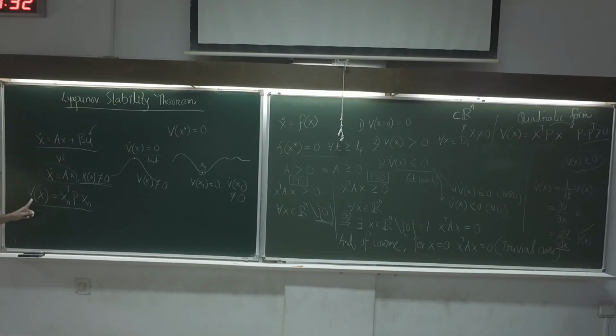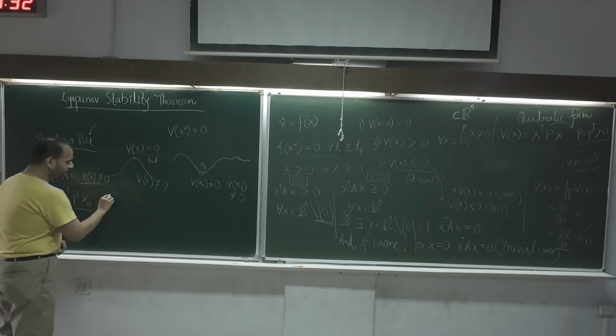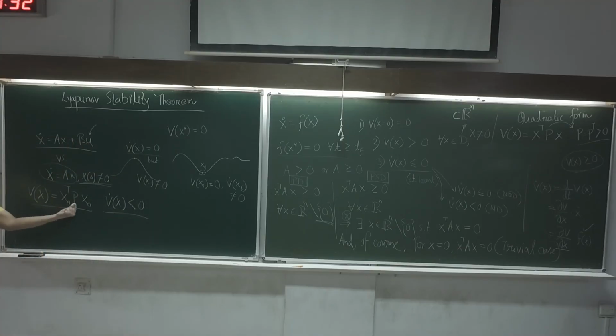Now, if you can ensure that V dot of x is less than 0, then what will happen? What is the unit of energy? Joule, right? Suppose that it has energy 10 joule. Then, if V dot x is less than 0, what will happen? From 10, exactly, it will be 9, 8, 7, ultimately it will reach 0. That is nothing but the concept of stability. Everything comes from physics only.